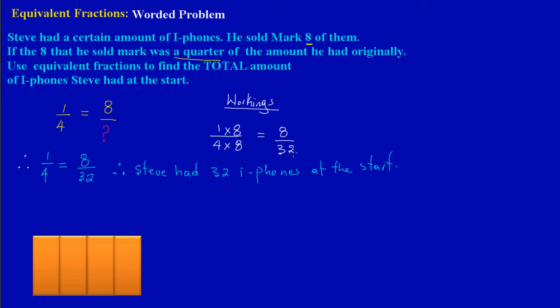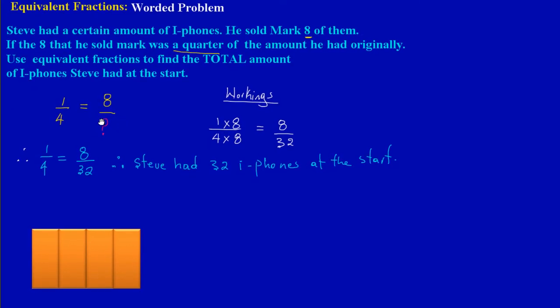Now it's that easy, and if you're still not clear, you could always look at it on a diagram to make it a bit clearer for you. Now basically he gave away 8. Okay, so if Steve gave away 8, and that 8 is a quarter of the total amount, then it simply means that the whole must be divided into 4 equal parts, as we have here, 1, 2, 3, 4. So if he gave away a quarter and a quarter is 8, then in each part we should have 8 iPhones.